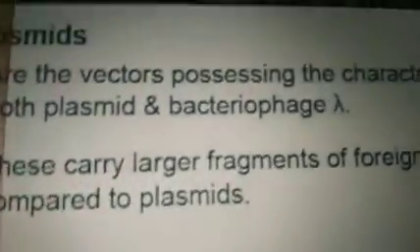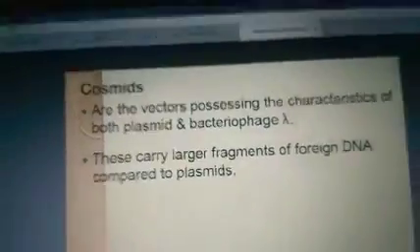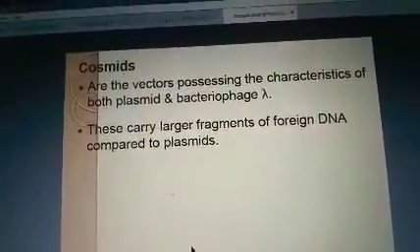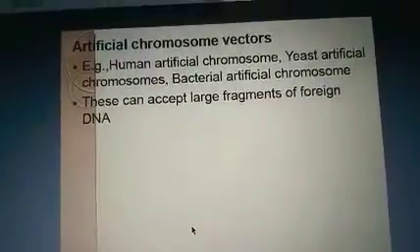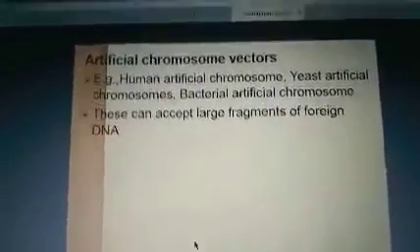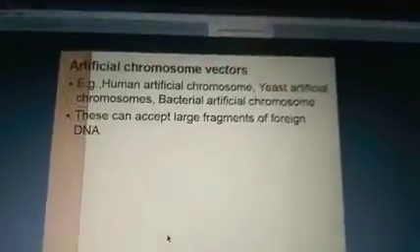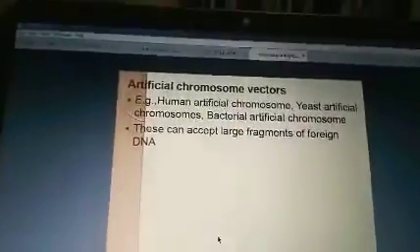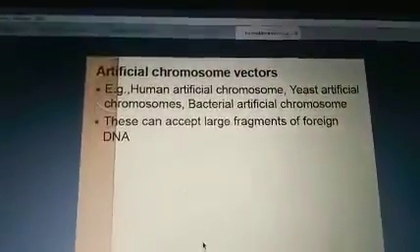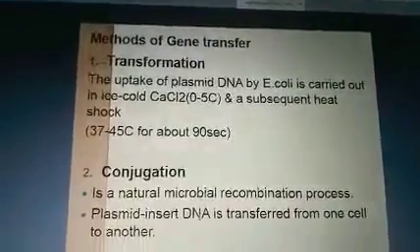Cosmids are vectors possessing the characteristics of both plasmids and bacteriophage lambda. These carry larger fragments of foreign DNA compared to plasmids. Artificial chromosome vectors are recently developed chromosomal vectors, for example human artificial chromosome, YAC, yeast artificial chromosome, and bacterial artificial chromosome. They can accept large fragments of foreign DNA.